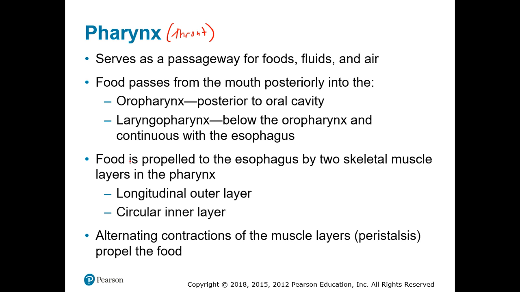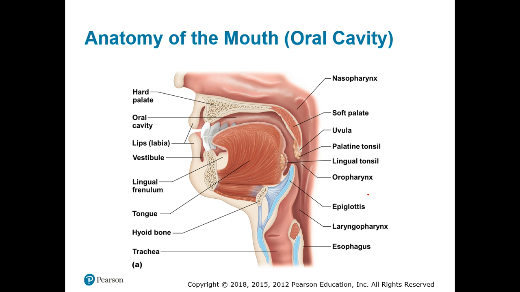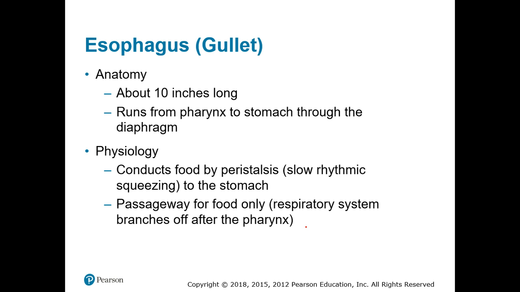From your pharynx, food actually gets propelled to the esophagus by two muscle layers found within your pharynx that we mentioned before. They're longitudinal and circular. And what happens is these two layers alternate contraction to help move food through your pharynx and your esophagus. And this is known as peristalsis. So again, here's your oropharynx, here's your laryngopharynx, and then it moves down through your esophagus.